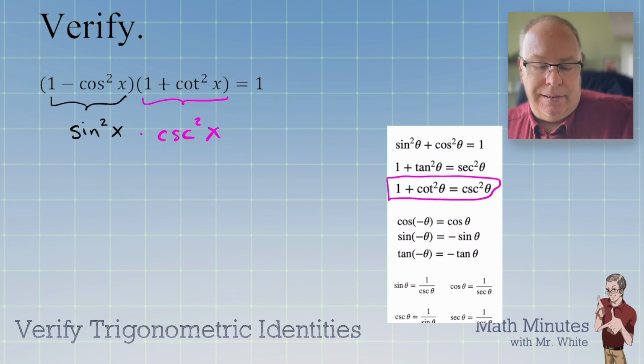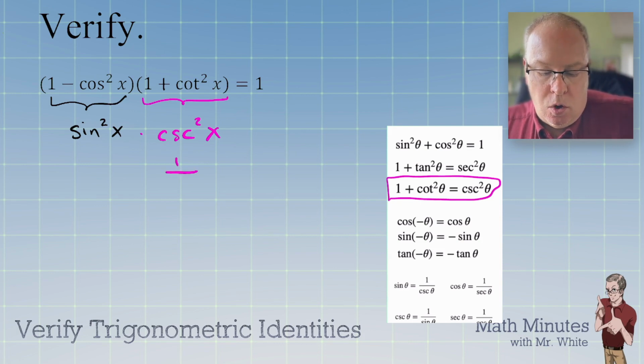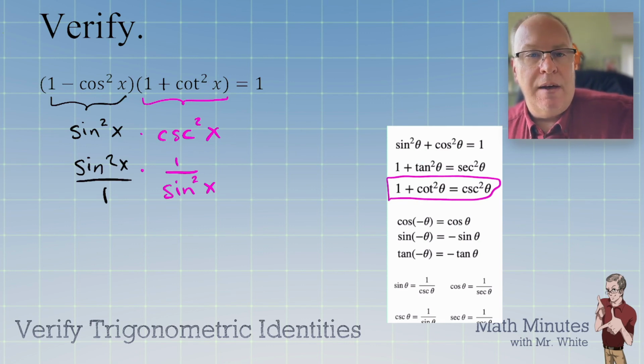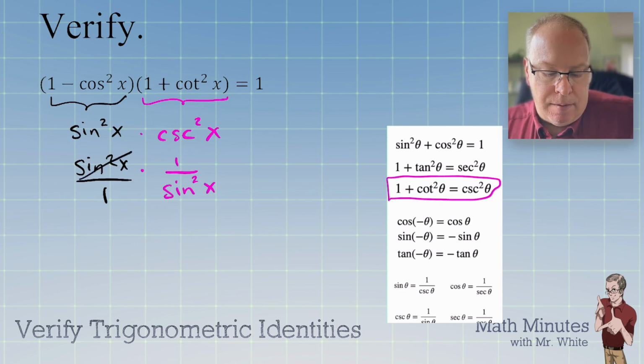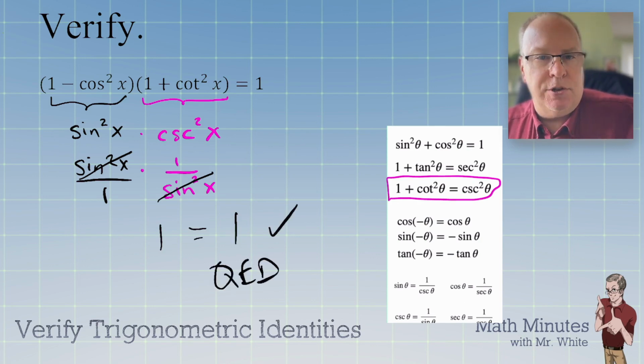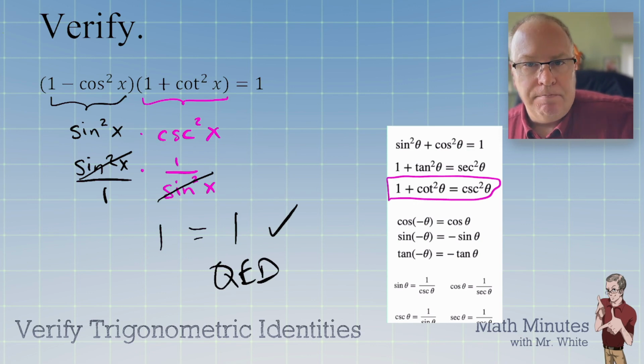What's cosecant? Cosecant is 1 over sine. So the fuchsia, the pink side here, is 1 over sine. And then the first one here is sine squared over 1. So we have a sine squared on the top and bottom. They cancel. 1 equals 1. We're done. QED. Mic drop. We got it. We did it.